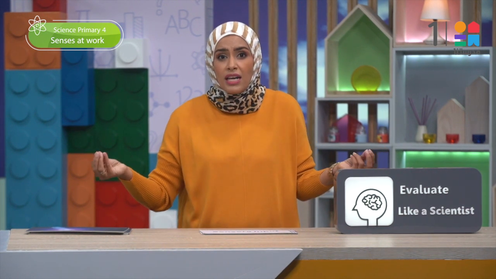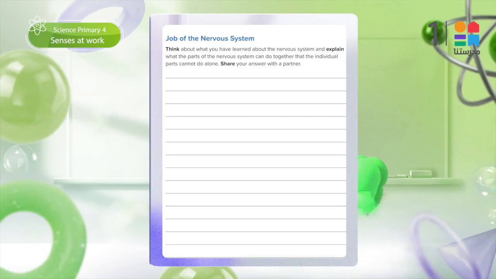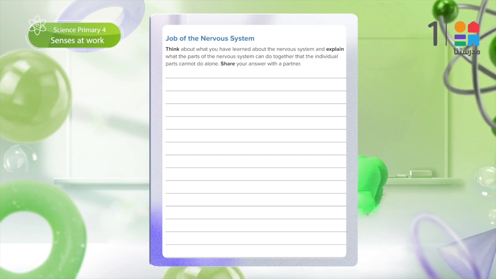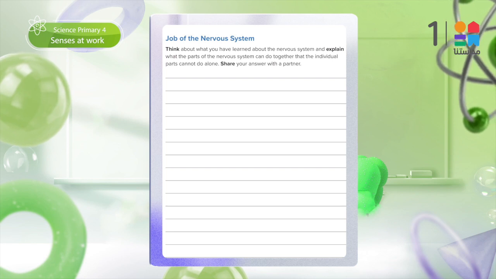Think what would happen if each part of the nervous system worked individually, or if one part didn't function. Scientists, we will think about that, then write down our answers on page 58 and explain what the parts of the nervous system can do together. What would happen if each part worked individually?